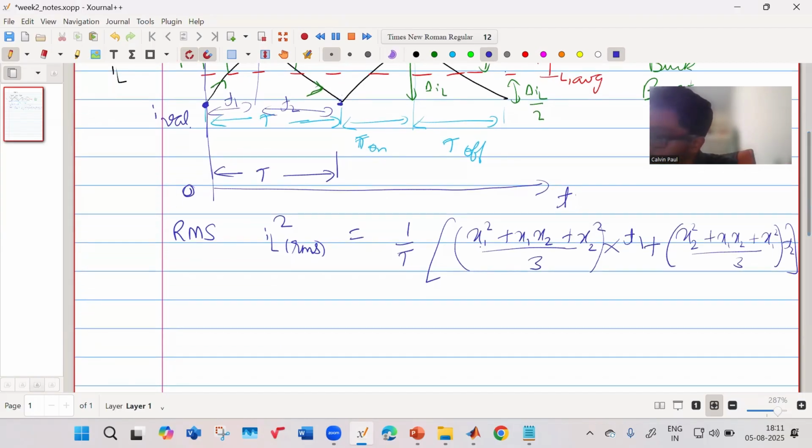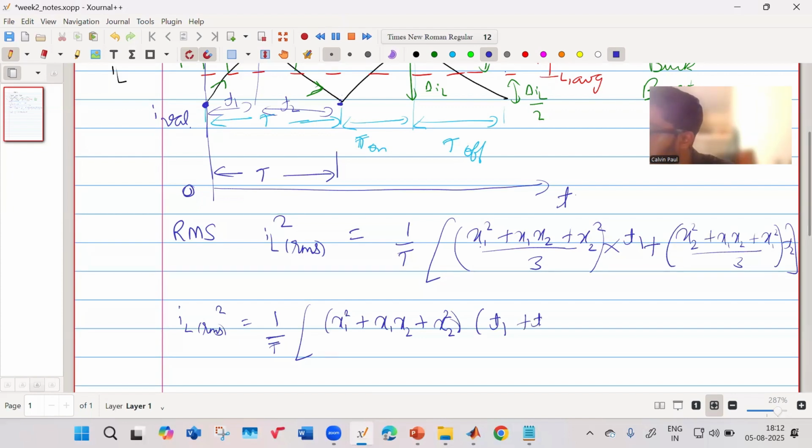Therefore, your IL RMS square is 1 by T into (x1 square plus x1 x2 plus x2 square) into (T1 plus T2) upon 3. This is for this type of inductor current, when it is operating in continuous conduction mode. When it goes into discontinuous conduction mode, the formula will change slightly. We will look into that as well.